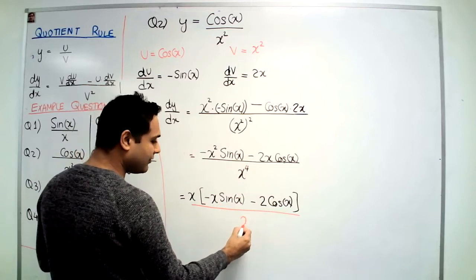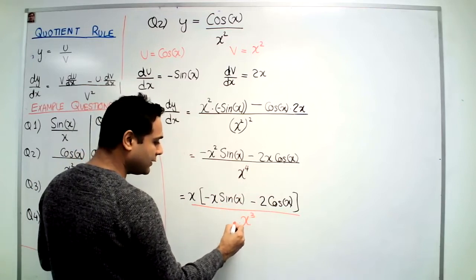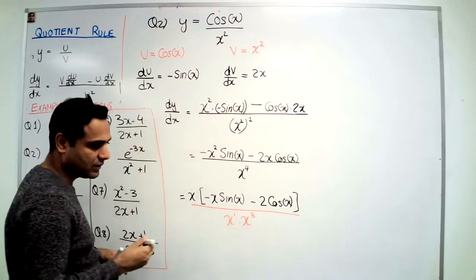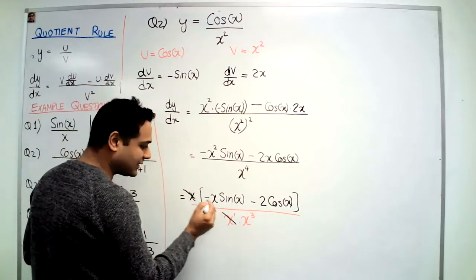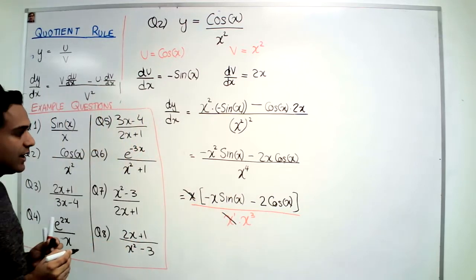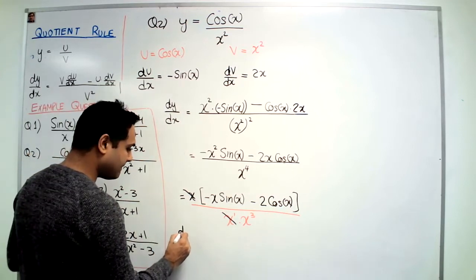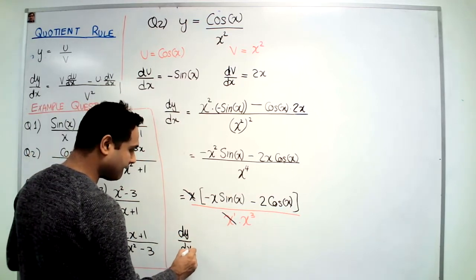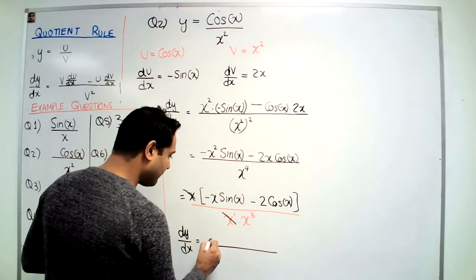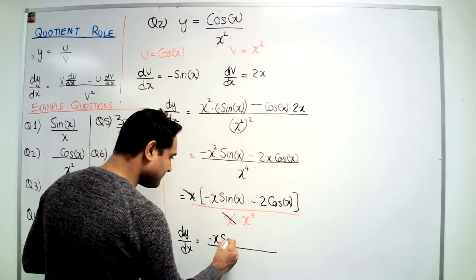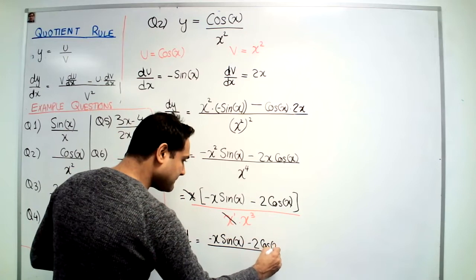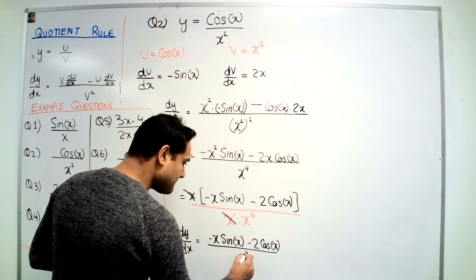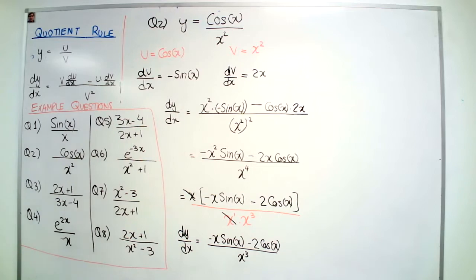x to the power 4, I can write as x cubed times x to the 1. I can break it out. This x and this x will cancel out. So my answer will be minus x sine x minus 2 cos x, over x cubed. That will be my answer. You cannot simplify it further.